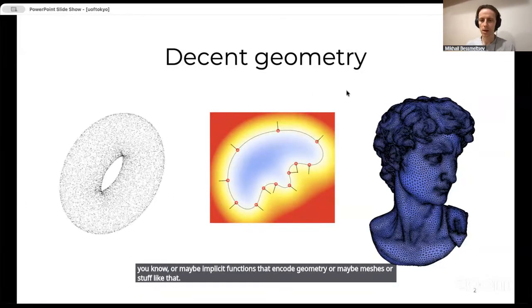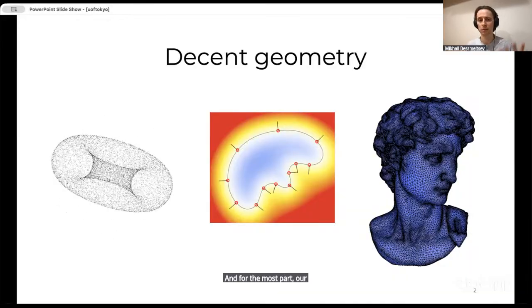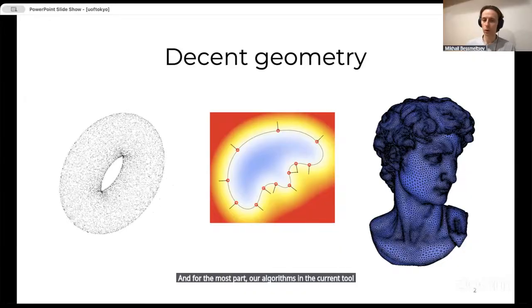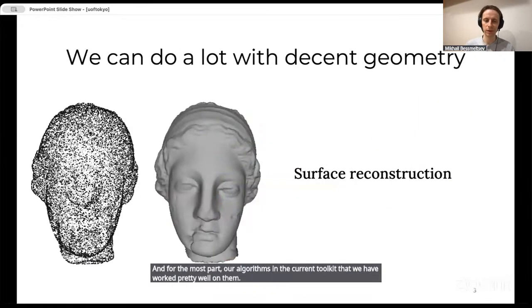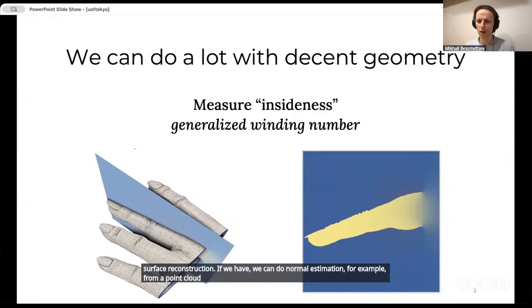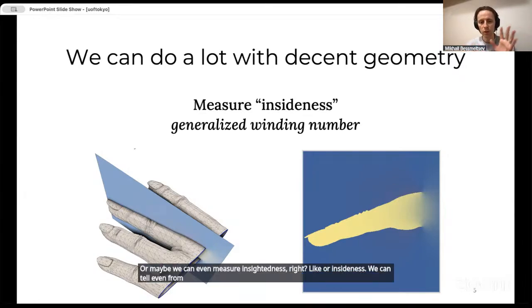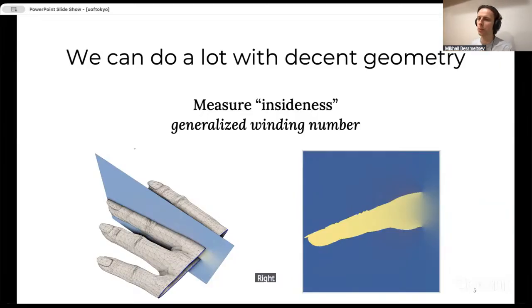And for the most part, the algorithms in the current toolkit that we have work pretty well on them, right? If we have point clouds, we can do surface reconstruction. We can do normal estimation, for example, from a point cloud. Or maybe we can even measure insideness. We can tell even from some weird open meshes or open point clouds that you're roughly inside this object or roughly outside. This is called the winding number.